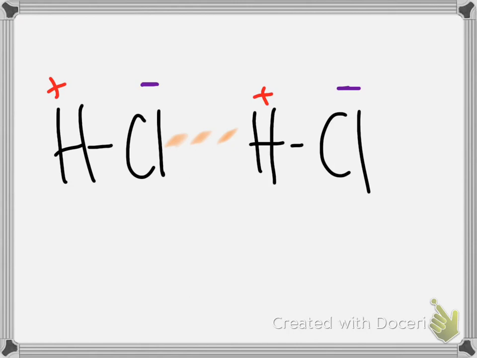Now, if there was another HCl in here and it was attracted to one of those hydrogens, it would have to look like this. Okay, the chlorine would be attracted to the hydrogen because, again, the chlorine is very negative, whereas the hydrogen is very positive. And so you can draw that one in there. Again, hopefully that one's a pretty easy one to understand.